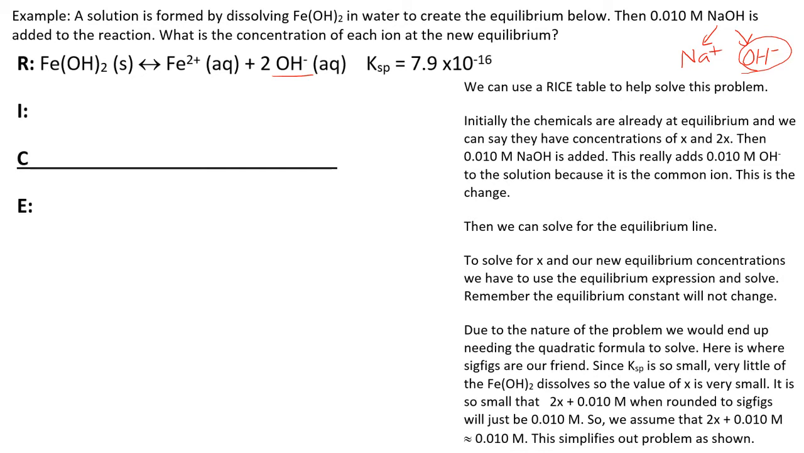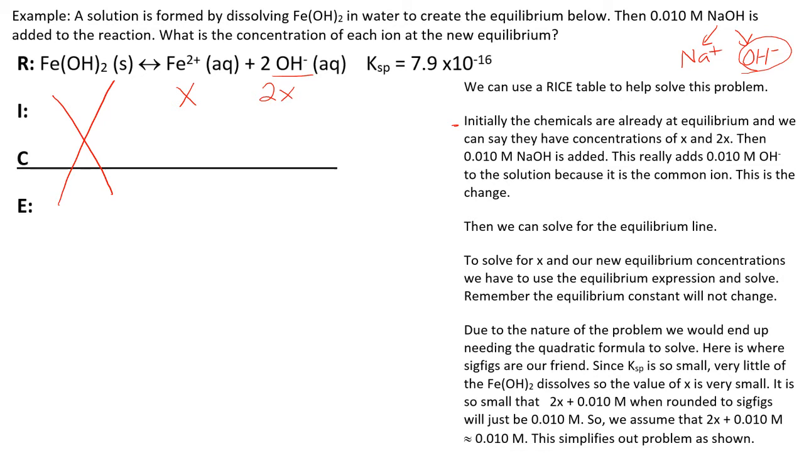So first thing is we can cross out that solid because it does not have a concentration. And then we can look at our iron and hydroxide. So initially the chemicals are already at equilibrium, and we can say that they have concentrations of X, because we don't know its initial concentration, and 2X, because of that coefficient of 2, it would be twice as much.